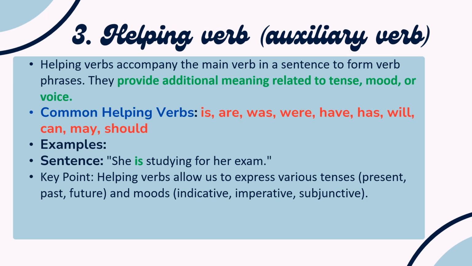In a sentence, she is studying for her exam. So what is the helping verb here? Is. And what is it indicating? It is indicating what the subject is doing. She is studying, right? It is also telling us about the tense, that she is studying for her exam. So it is telling us about the present tense. And what she is doing, she is studying. So it is indicative of her mood as well.